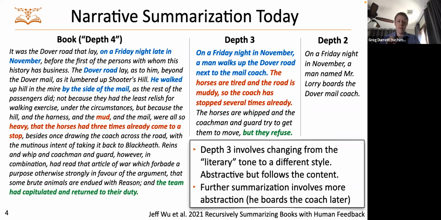But what I want to emphasize is that we have a few operations that are going on. First, we're going from this Dickensian literary style to a more terse, prosaic, here's how the events unfolded style at depth 3. And then we're also prioritizing content, abstracting, fusing sentences together, combining stuff, all those kinds of operations we associate with these types of systems.